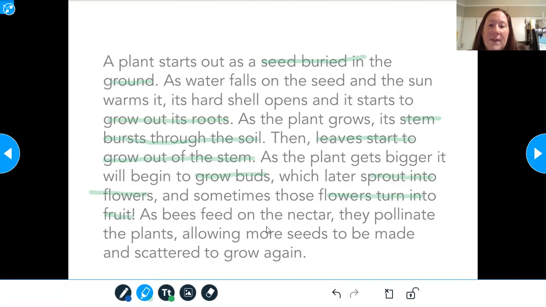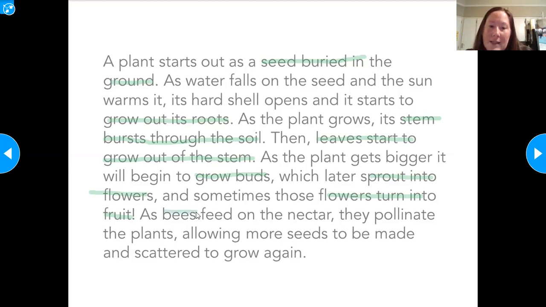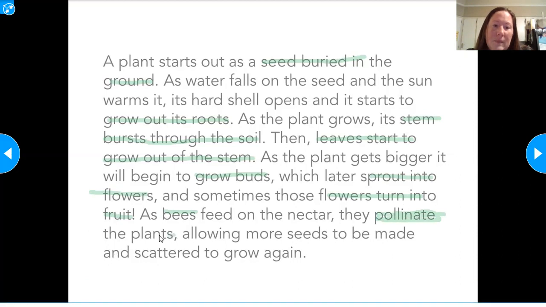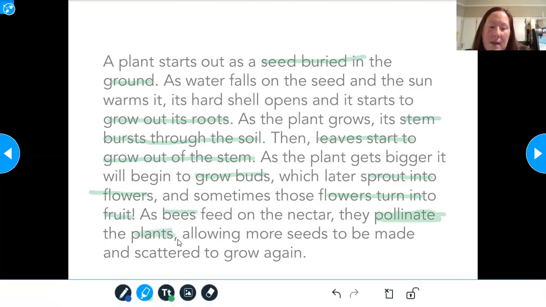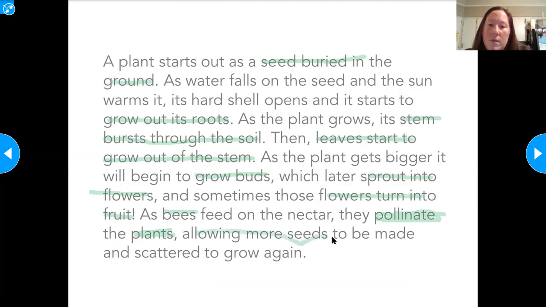As bees feed on the nectar, they pollinate the plants. So bees are used to pollinate. I'm going to really make sure I get that. I think that's how they reproduce, allowing more seeds to be made and scattered to grow again. Oh, those more seeds, that's how they're made, by being pollinated and scattered to grow again.